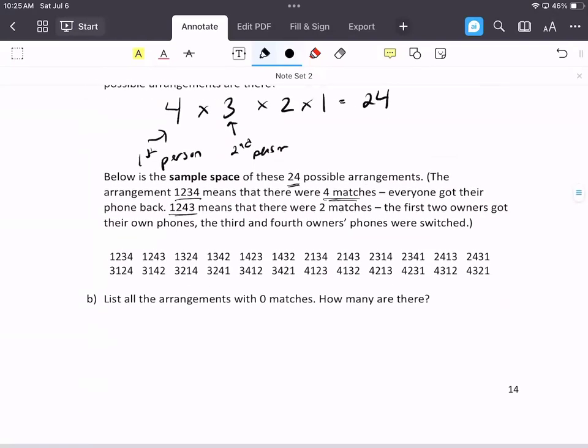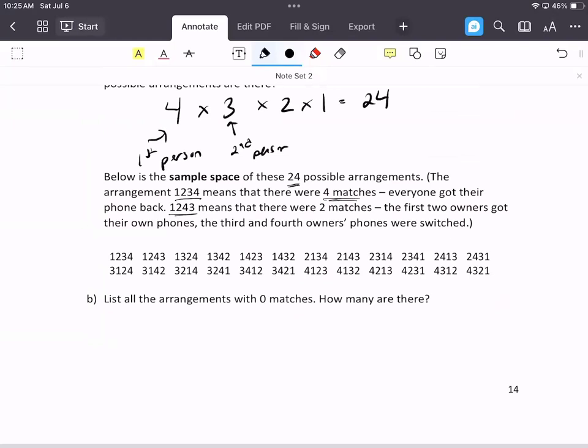So here we go, here they're all listed out. Now it says list all the arrangements with 0 matches. How many are there? Well, you may be like, ugh, this is going to take a while to do. Yeah, it's a little bit time consuming, but there are a couple of quick tips and tricks that you can use.